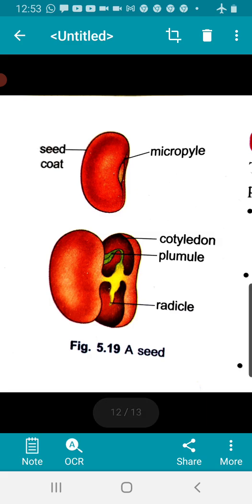So in this picture, if you see the seed, there is a hole that is called the micropyle. So through the micropyle only water and oxygen enters. And then inside, the white patch, the part will be there, that is called the cotyledon. So the embryo gets the food from the cotyledon and then it starts growing.